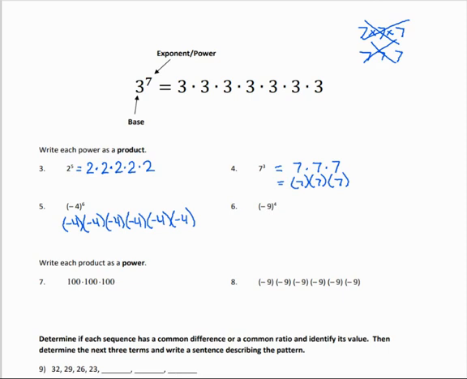And number 6, same thing. I would encourage you to keep the parentheses. And we're going to write -9 4 times. Okay? Any questions? Just chime in at home if you do.